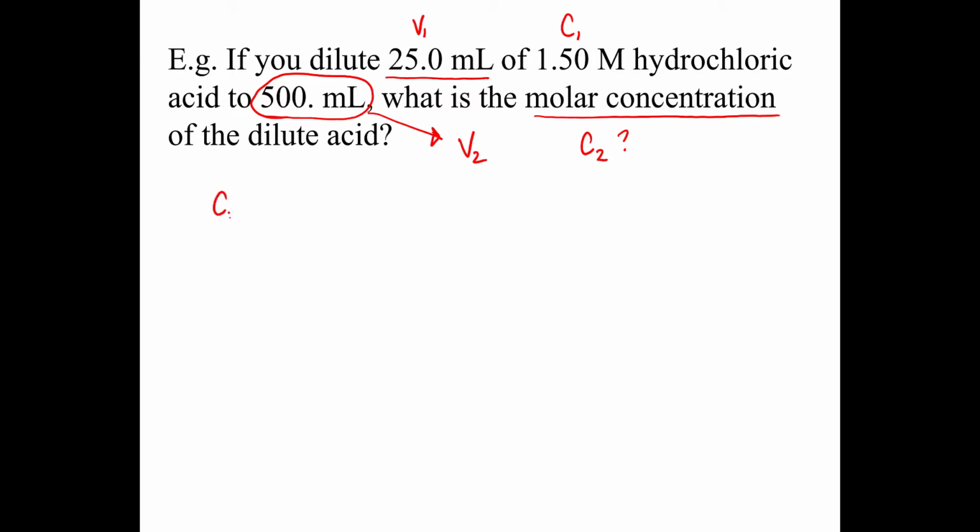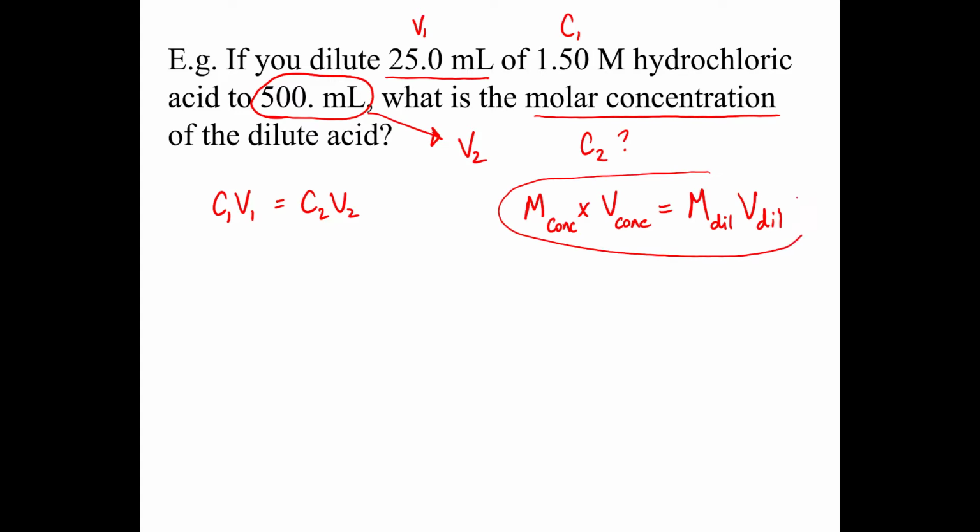Let's remember our very simple expression, C1V1 equals C2V2. Another way of writing this, of course, would be the molarity of the concentrated sample multiplied by the volume of the concentrated sample, and that would equal the molarity of the dilute sample multiplied by the volume of the dilute sample. So this is a little bit more of a mouthful, more to remember. C1V1 equals C2V2. You'll take that with you wherever you go. Very easy to remember. Let's use this approach.